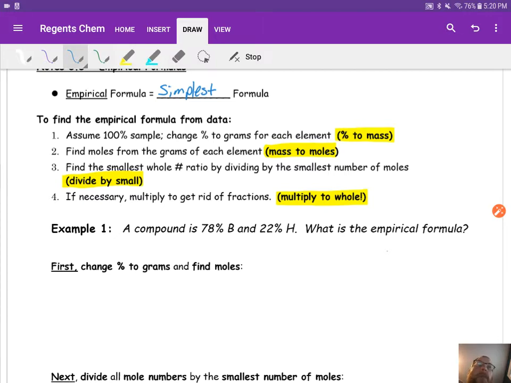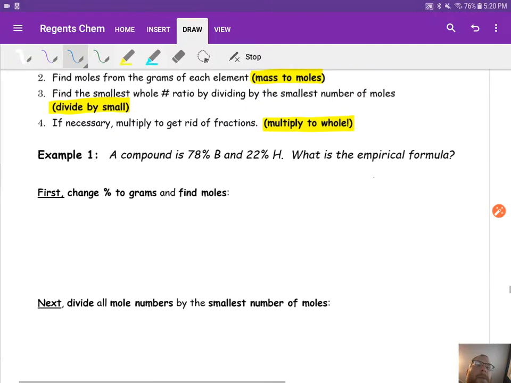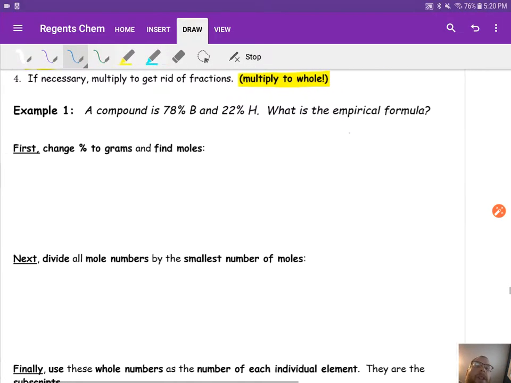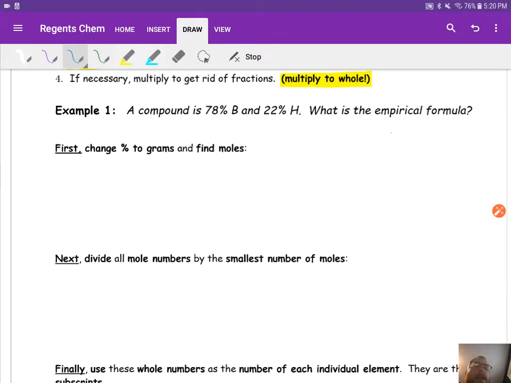Now you might be thinking, what in the world does any of that mean? Let's jump into a problem. It's going to be taking the pieces that we've already learned in this unit, and now we're just going to apply them in a new fashion. So the first step is we're going to change our percent to grams. So this is the most important step. Do not miss it. Don't look away. Don't blink. It's super difficult. If you can get past this step, you can get past them all.